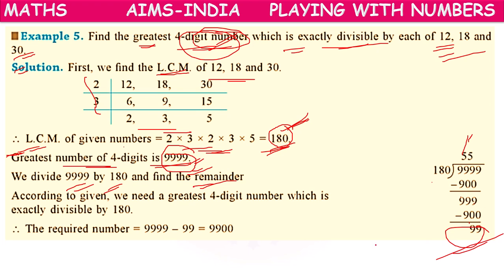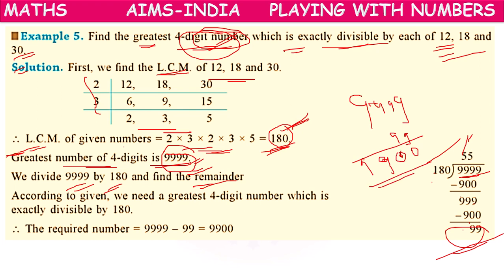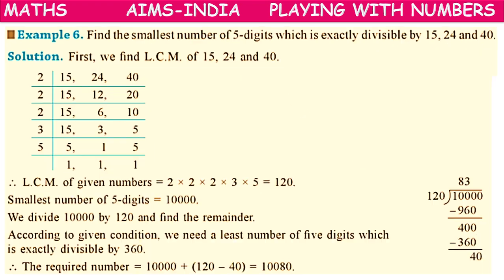99. Means this 9999 is not divisible by 180. But if we remove this 99 from 9999, because 99 is the remainder, then this 9900 is exactly divisible by 180. 180 is what? 180 is the least common multiple of 12, 18, 30. So 9900 can be divisible by 12, 18, 30. Okay, children.